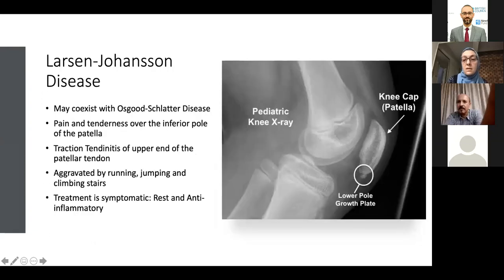The second entity is a similar thing, but instead of at the tibial tuberosity, it happens at the lower pole of the patella. Again, jumping exercises, active young boys. Treatment is again symptomatic, rest and anti-inflammatory. And usually this ossicle, or this fragment, fuses back into the patella later on.